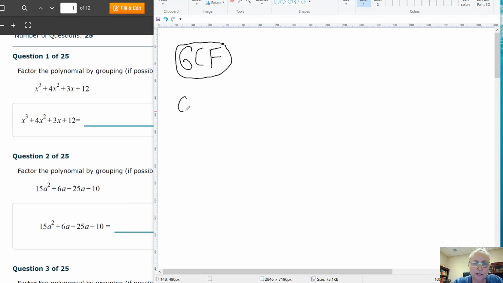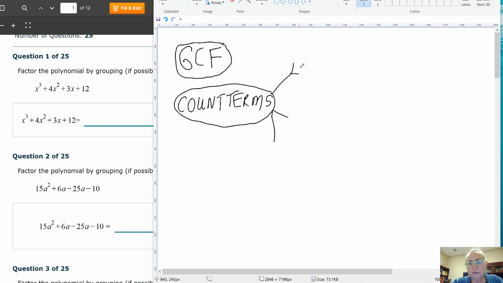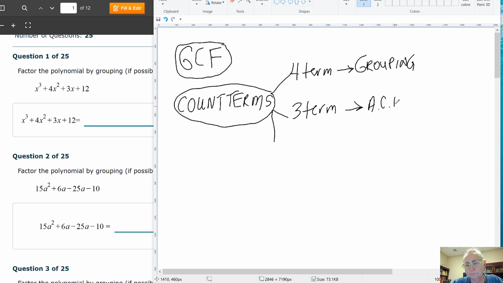After we do that, we're going to count our terms. Based on the number of terms, you're going to decide what kind of factoring to do. If it's a 4-term polynomial, we're going to do a process called grouping. If it's a 3-term polynomial, we're going to use a method called the AC method. And if it is a 2-term polynomial, we're going to go with a binomial pattern.